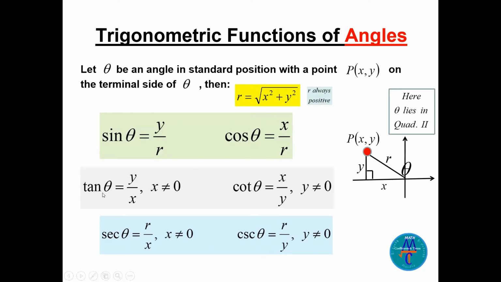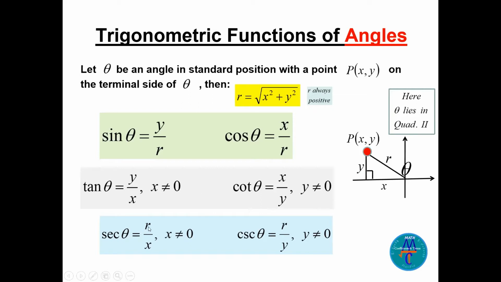Now you can define tan theta as y over x. You can define cotan of theta as x over y, and you can see the relationship here between tan theta and cotan theta. They are reciprocals. So if you know tan theta, let's say 2 over 7, cotan of theta will be 7 over 2.